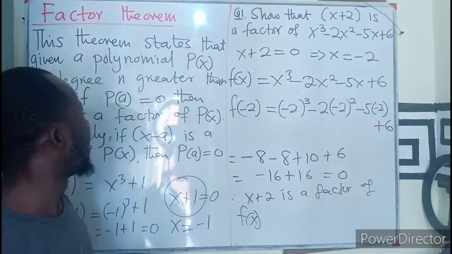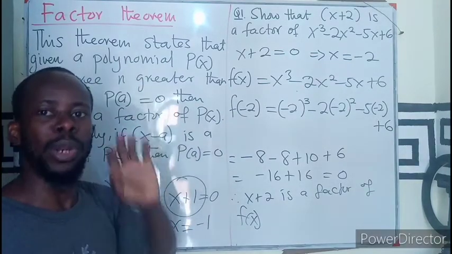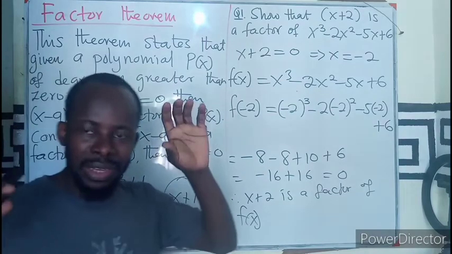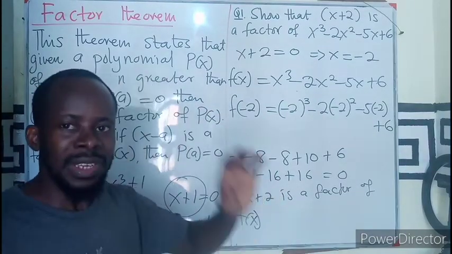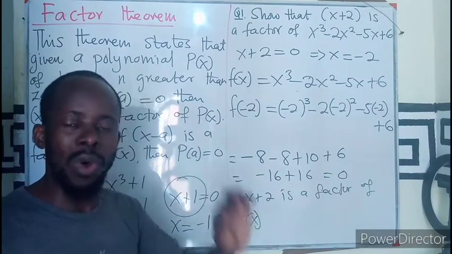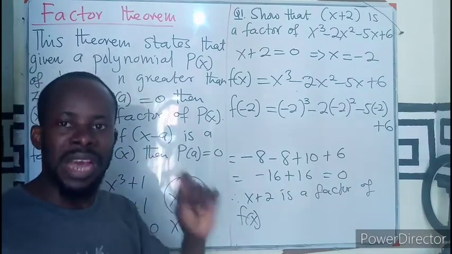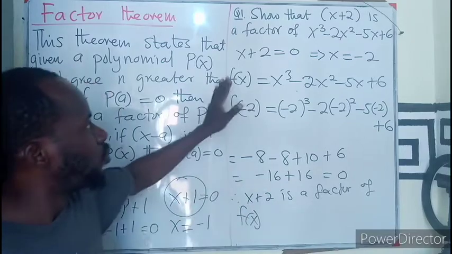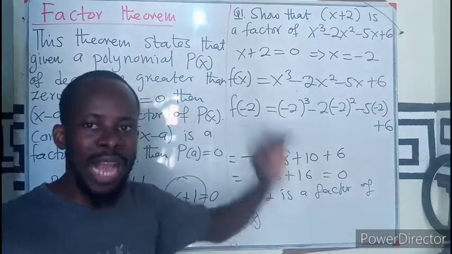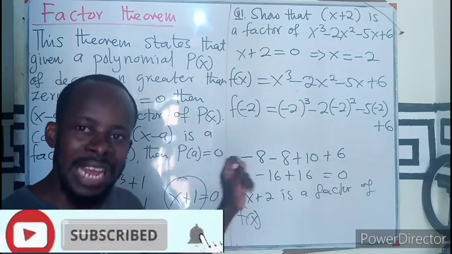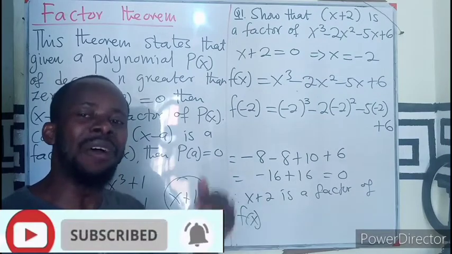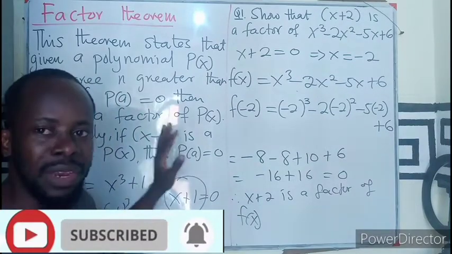So for you to find the factor of any polynomial, take the divisor given to you and set that divisor equal to 0. If you set the divisor equal to 0, the value of x will be placed into the polynomial. If you get 0, then it means that linear function is a factor of the given polynomial.